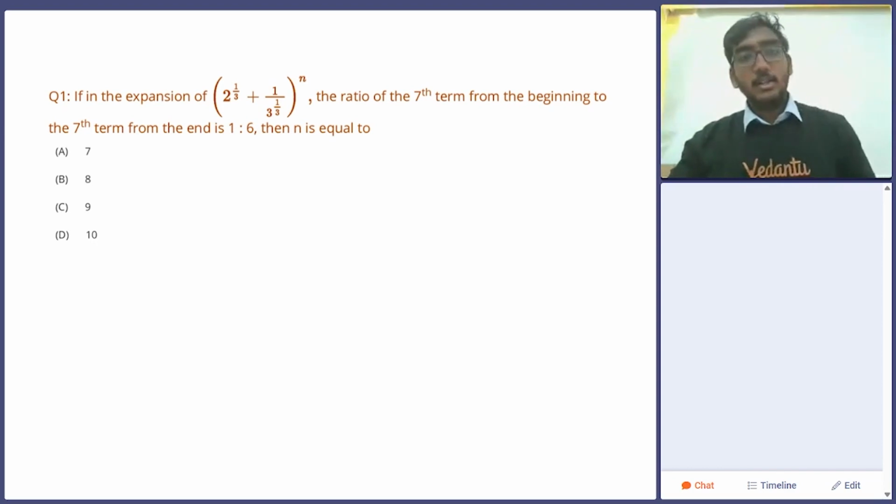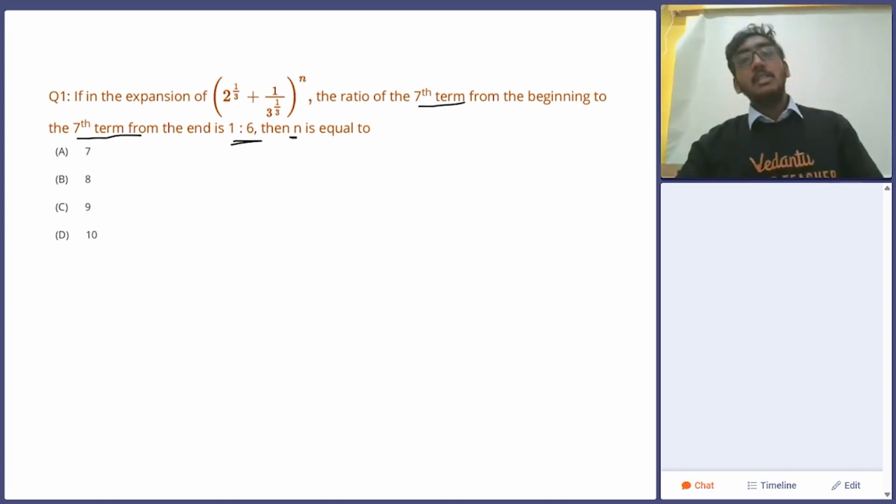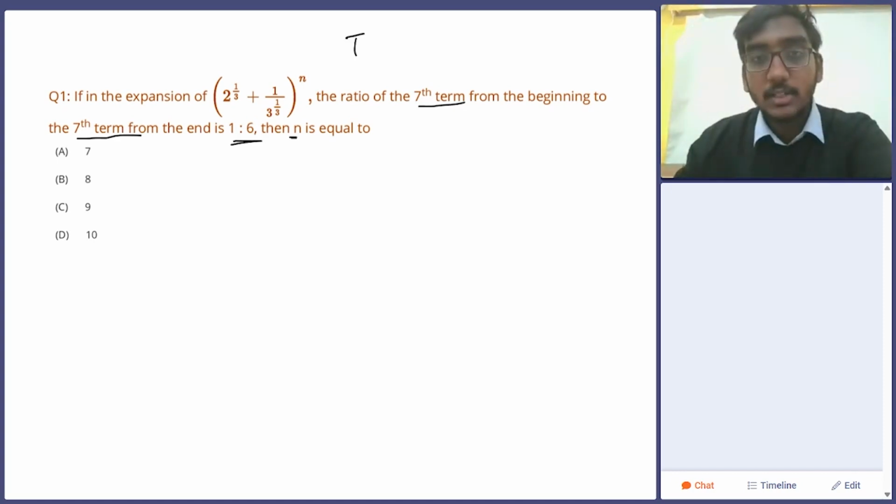What they have asked is: for the expansion of some expression they have given, you will observe that the ratio of the 7th term from the beginning and the 7th term from the end is given to be 1:6, and they are asking for the value of n. For this, the only thing you should know is the general term of binomial theorem. What is the general term of binomial expansion?